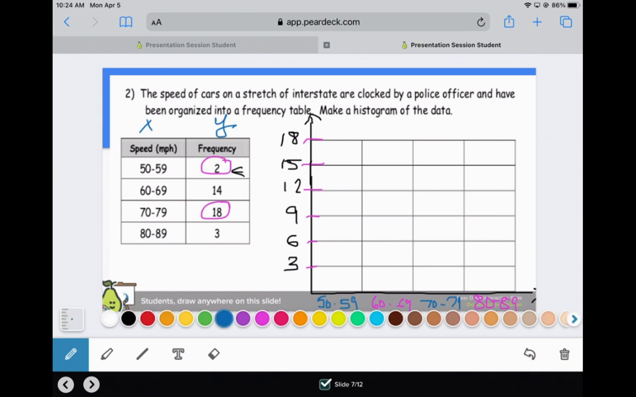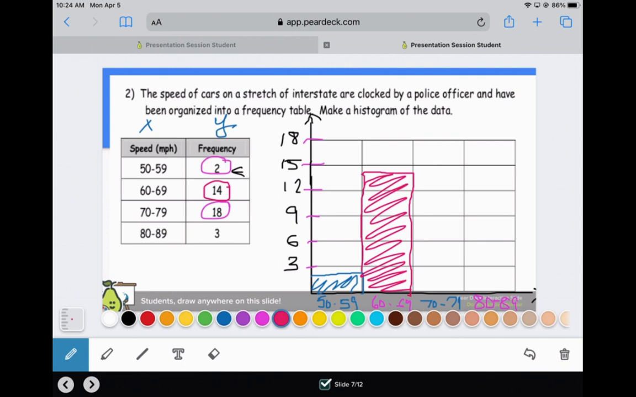So I would have 2. That is slightly shorter than 3. Okay. And then I can go for the next one, which is 14. It's a little bit shorter than 15. It's okay, it doesn't have to be exact. Make sure that there's no space in between. Don't make the skinny column. Make it bigger. There's no space in between.